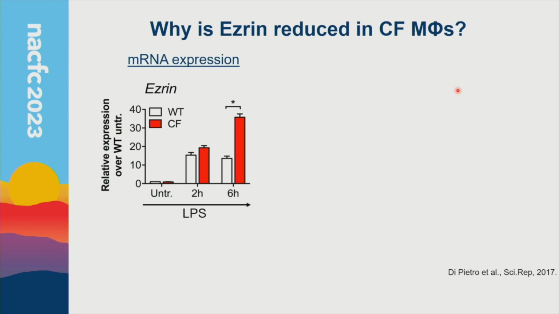So now we were very curious to see why this ezrin is reduced in CF alveolar macrophages. How is it reduced? Based on our previous results, we saw that at the transcriptional level, the mRNA levels of ezrin in CF macrophages were not downregulated. So we speculated that maybe the decrease in ezrin could happen at a post-translational level.